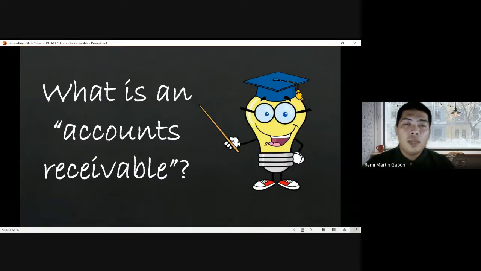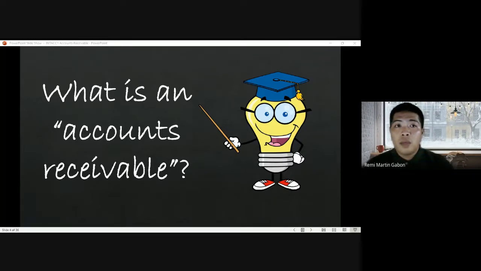Let us answer what is an accounts receivable. In the previous meeting, we have answered the question, what is a receivable? And we have associated a receivable to simply mean collectibles. We also have defined receivable as a financial asset, which provides us the right to collect cash in the future. Now the question is very specific. We are being asked about accounts receivable. So we are being asked, what is an accounts receivable?